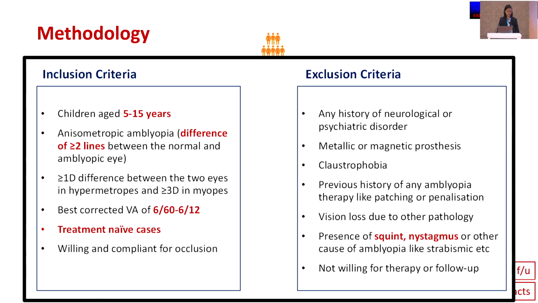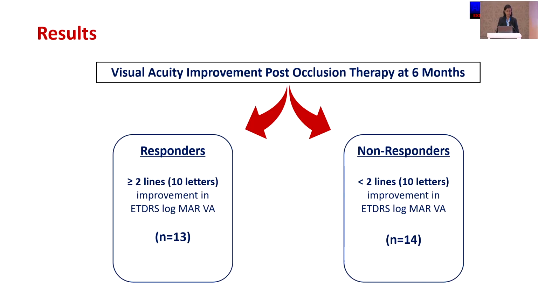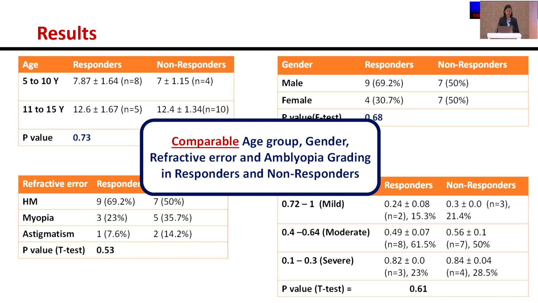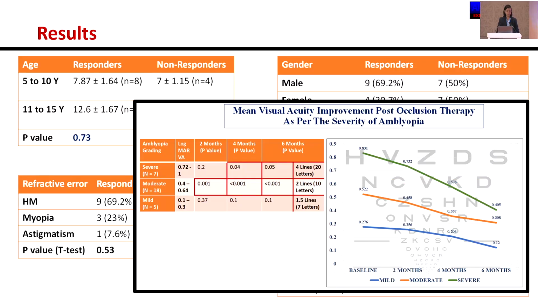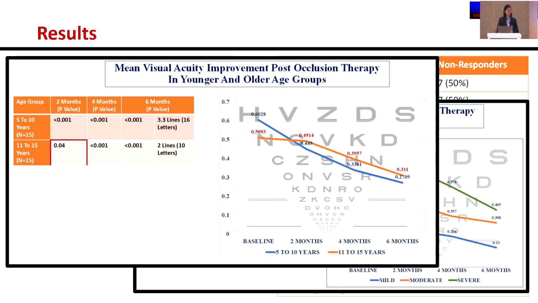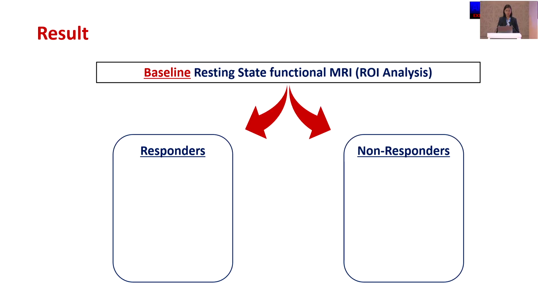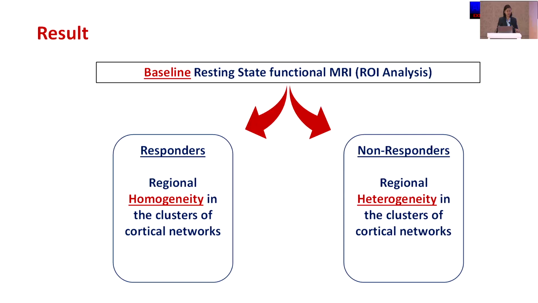We included 5 to 15 years of treatment-naive anisometropic amblyopia patients and excluded other causes of amblyopia. Based on visual acuity improvement at 6 months, we divided the cases into responders and non-responders, response being more than 2 lines or 10 letters of improvement in ETDRS logMAR visual acuity chart. Interestingly, we did not find any significant differences in age group, gender, refractive error, and density of amblyopia between these two groups.